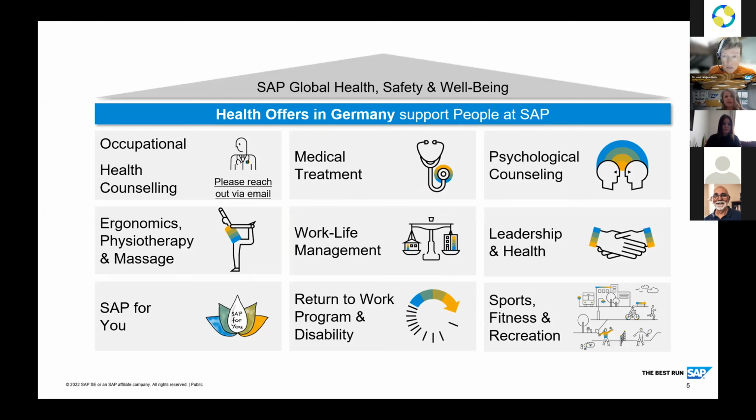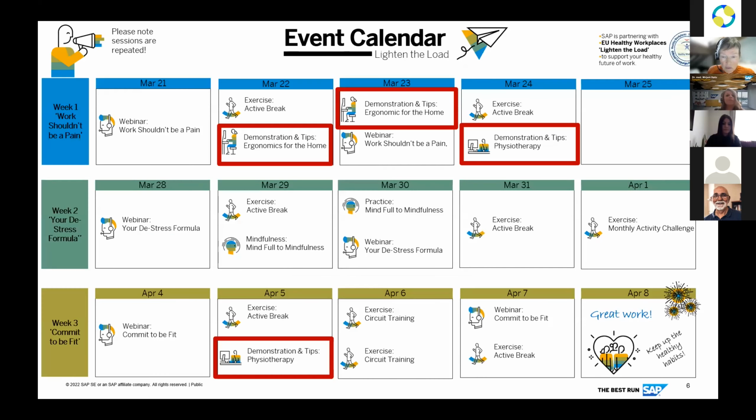And here you can see an overview of our health offerings in Germany. We have 2 medical outpatient clinics at our largest locations in Walldorf and St. Leon-Rot, where we have a broad range of offerings, and many offerings are also virtual. For example, here you can see the event calendar of the Lighten the Load campaign within SAP, including online live events with ergonomic and physiotherapy topics.